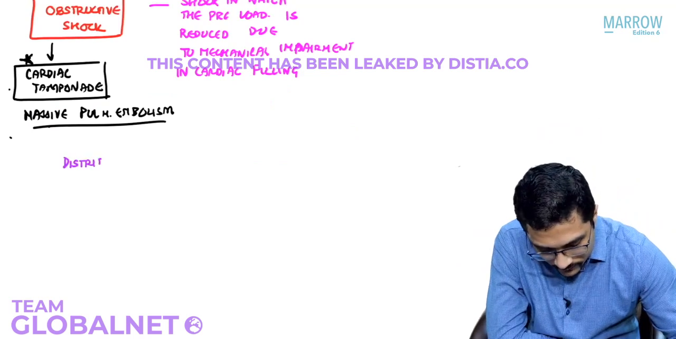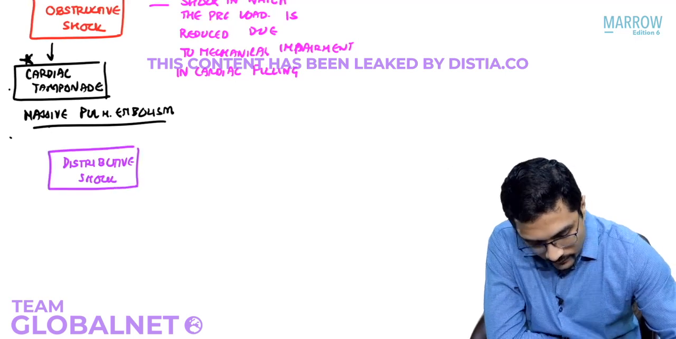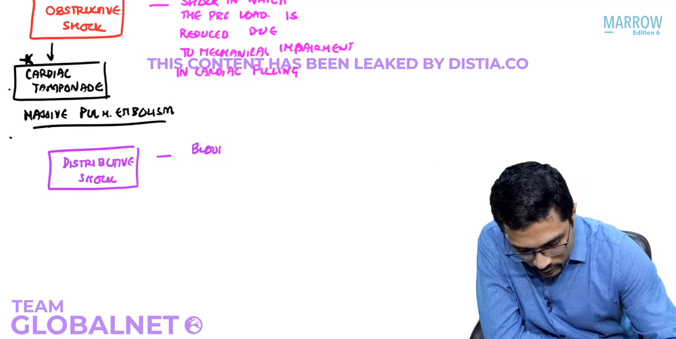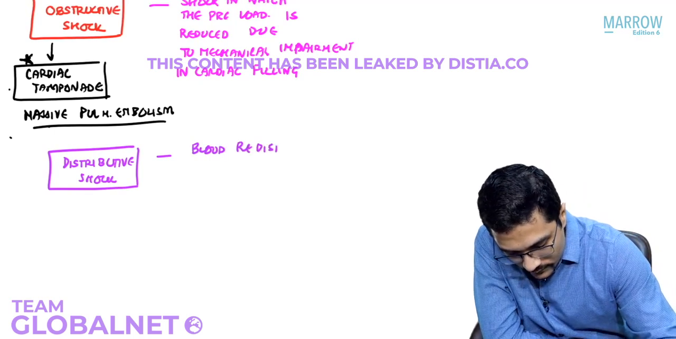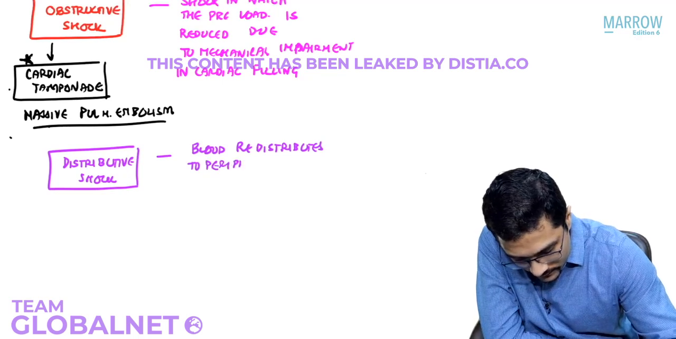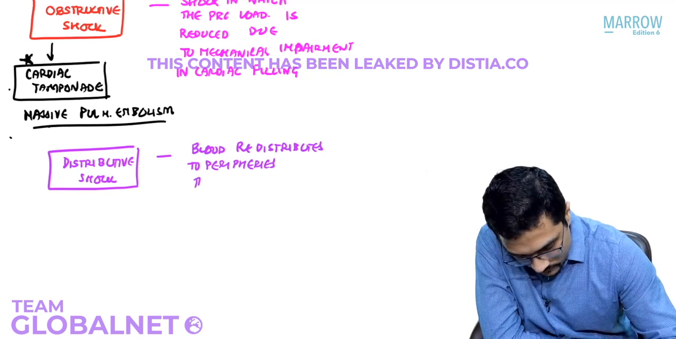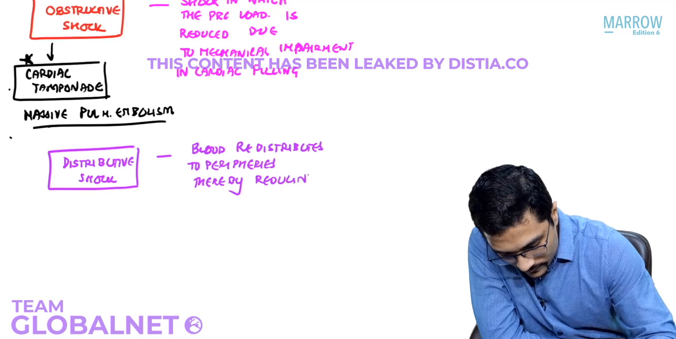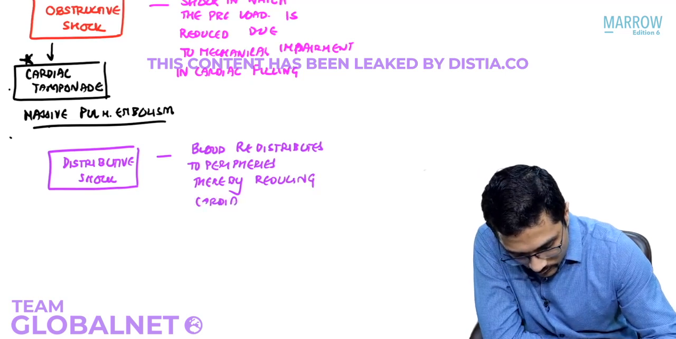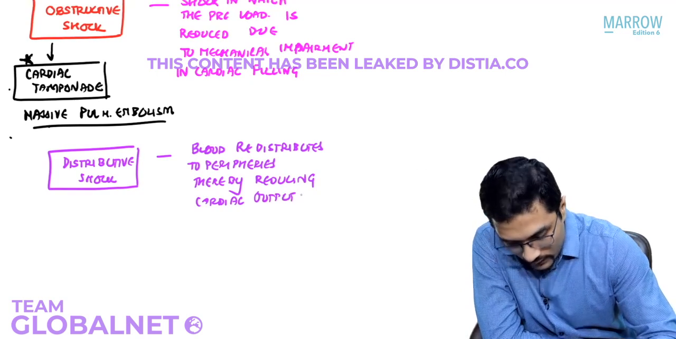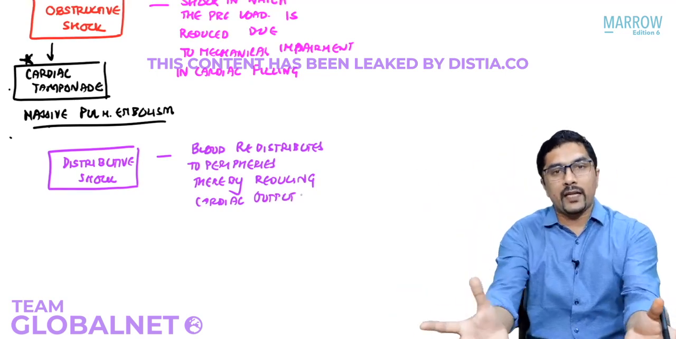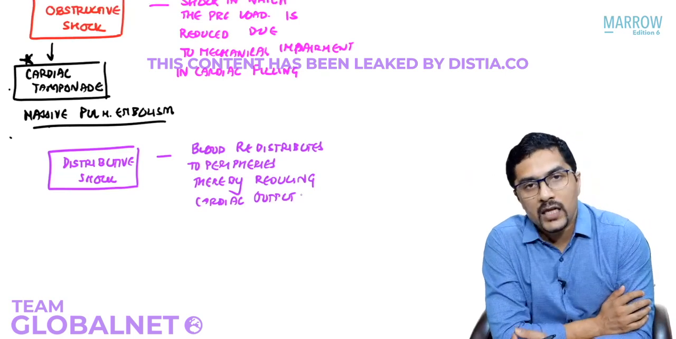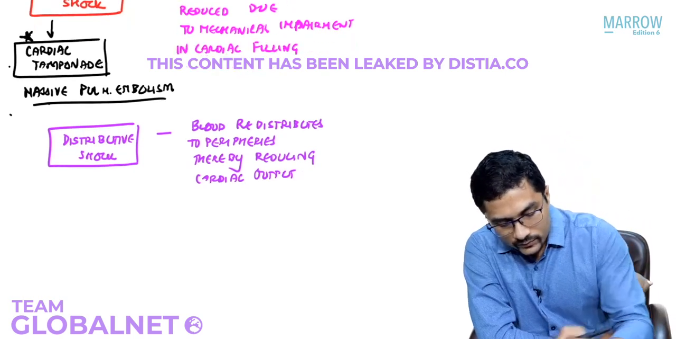Distributive shock. So distributive shock is when the blood redistributes to the peripheries, thereby reducing cardiac output. Right? So when there is more blood which accumulates in the peripheries, less blood is coming back to the heart, and that is going to give rise to shock.